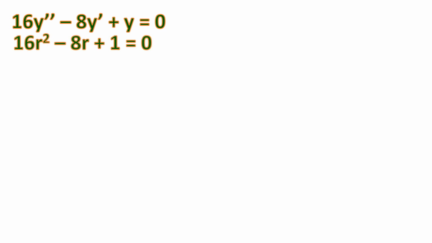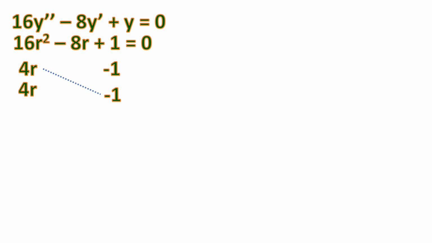So let's have another example. 16y double prime minus 8y prime plus y equals 0. So the auxiliary equation is 16r squared minus 8r plus 1 equals 0. So let's find the roots. Let's use 4r and 4r. That's 16r squared if you multiply that. And we're going to choose negative 1 and negative 1 because the middle term is negative 8r. So probably the two factors should be negative.